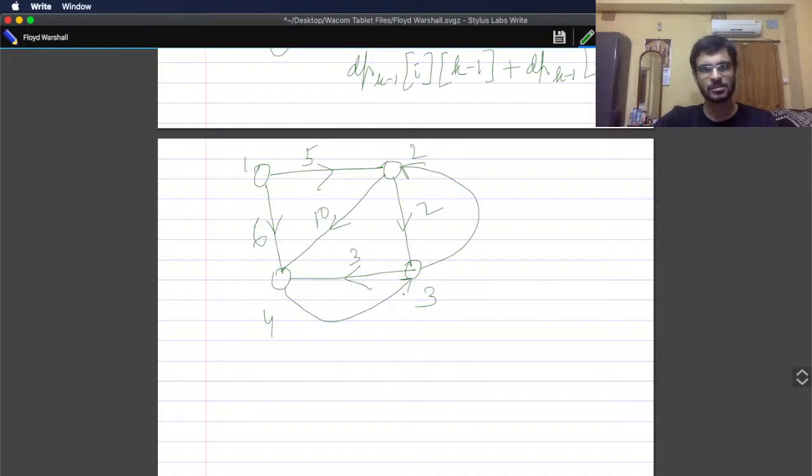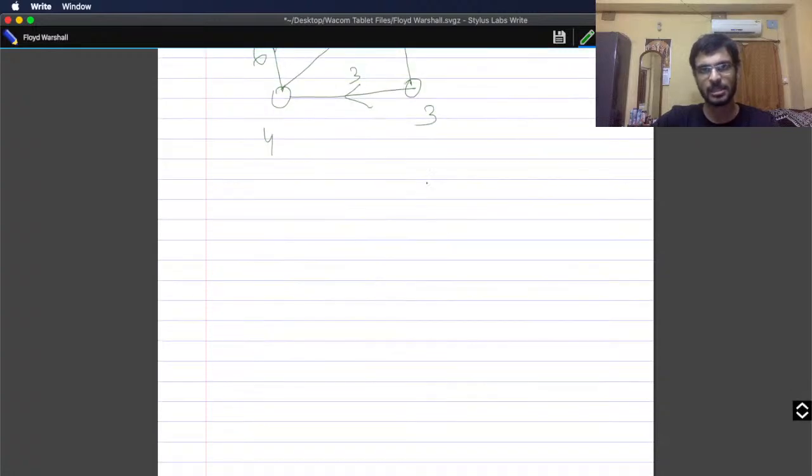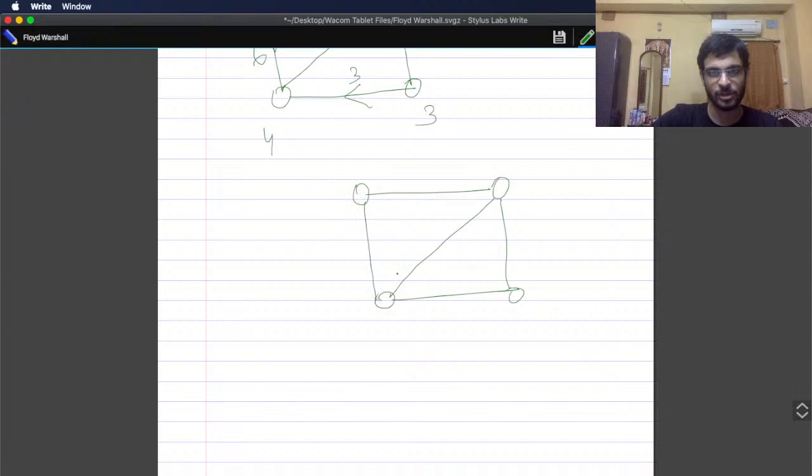So too many edges, it's becoming too many edges, it will become difficult to compute. Can we take undirected graphs? I think that would be better. Let us take an undirected graph. So it will be something like this, and you have 3, you have something like 10, you'll have something like 4, and something like 4 over here, and that's it.